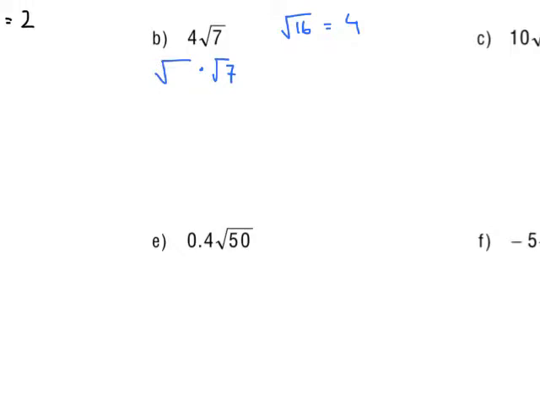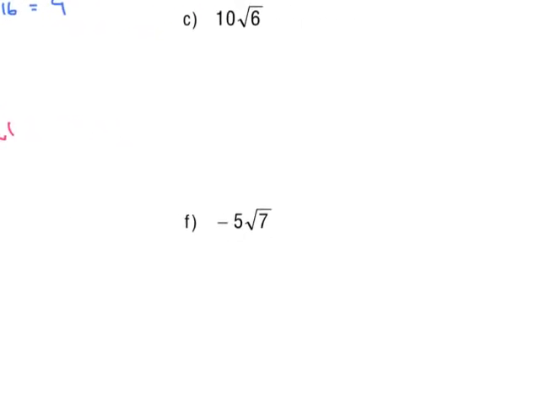So 16 goes in here, and then finally 16 times 7. We can combine this under one roof here. 16 times 7 would be 112, and you're done. That's it. That's now an entire radical. Okay, let's just keep rolling here. All right, 10 root 6. Well, the square root of 100 gives me 10. The 6 is already in there, so we'll keep it in there. And then the final answer is root 600.